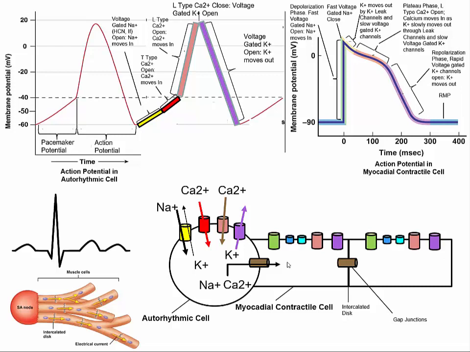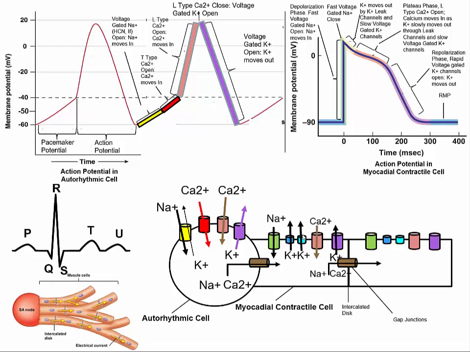These ions are going to move across, and they're going to depolarize this myocardial contractile cell that is at its resting membrane potential. It's going to bring it up to threshold to fire an action potential. And that action potential is going to go over the membrane of this myocardial cell. As it goes over the membrane, we're going to see all kinds of ions. There's going to be sodium moving in, potassium moving out, and calcium moving in. And these ions, especially that calcium coming in, are going to stimulate this myocardial cell to contract.